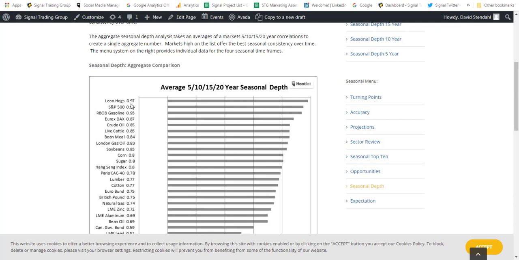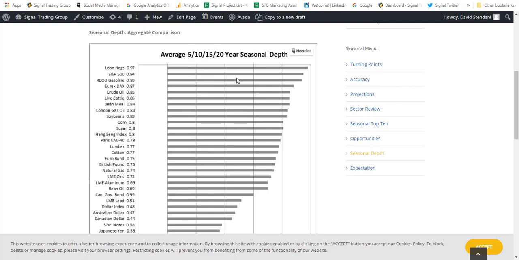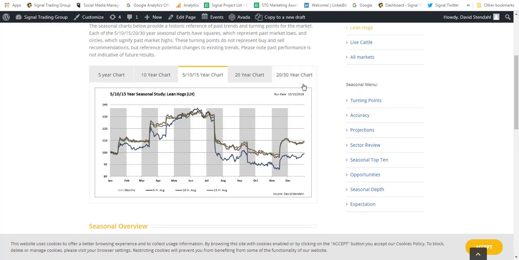So lean hogs is one of the top markets. It is the top market of all the markets we look at when you look at all the different time frames. So typically we're going to want to watch this particular market. Now again, we said that it's kind of getting into mid-October. Really just have another 3, maybe 4 weeks or so before we have our next bounce.